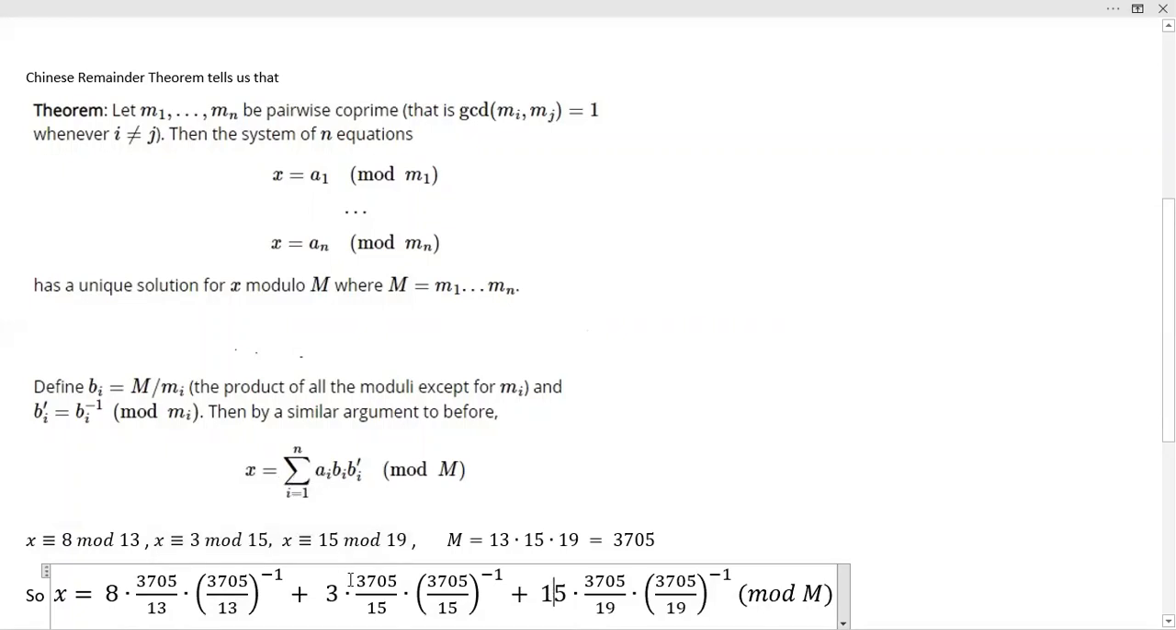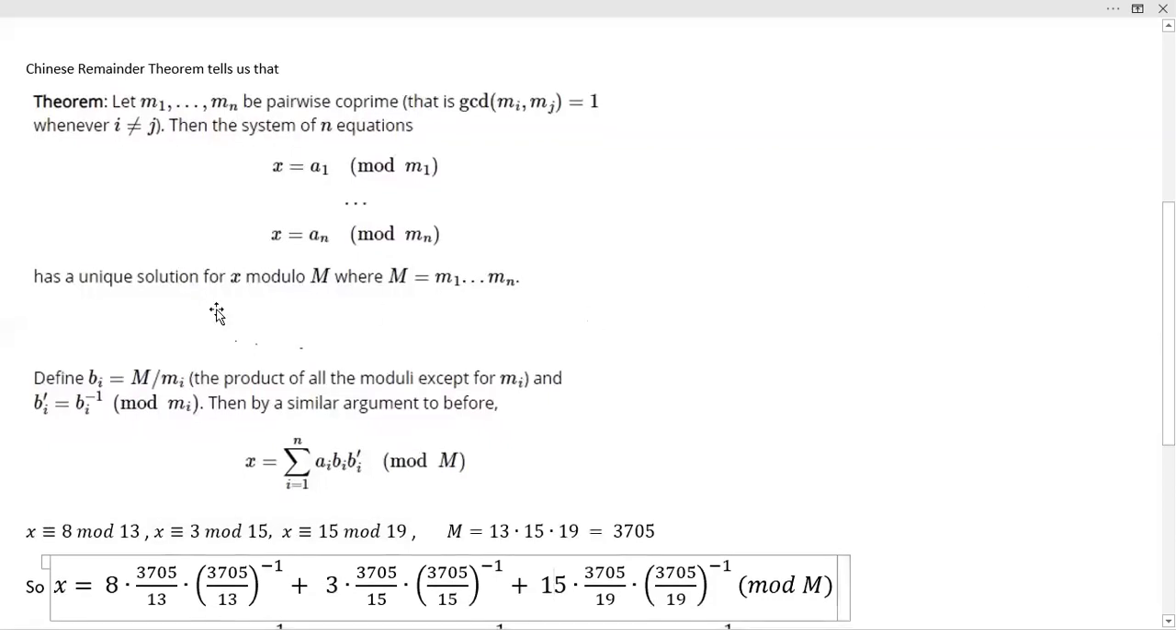Now your b sub i's are just the numbers with one of the factors canceled out. And you can just go along and see this. Your b sub i is your capital M divided by whatever your moduli happens to be at that point. So the 3705, which is the product of the 3 moduli, divided by 13.